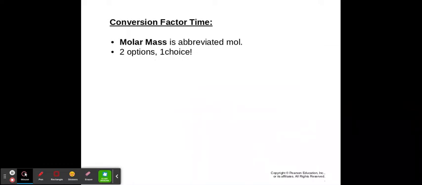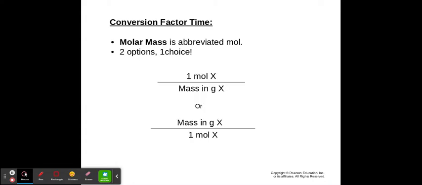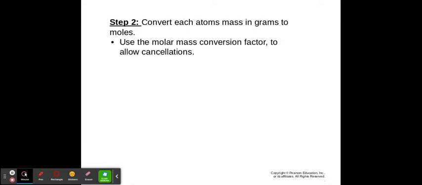Okay. Conversion factor time. We have to figure out which conversion factor we're going to use. Now, every conversion factor has 2 options. One for going one way, one for going the other way. Okay, so you have 2 options here, 1 choice. Now, the one you're going to want to use is this one right here, where 1 mole is over mass. That way we can get mass to cancel out, and we're going to be given the answer in moles.